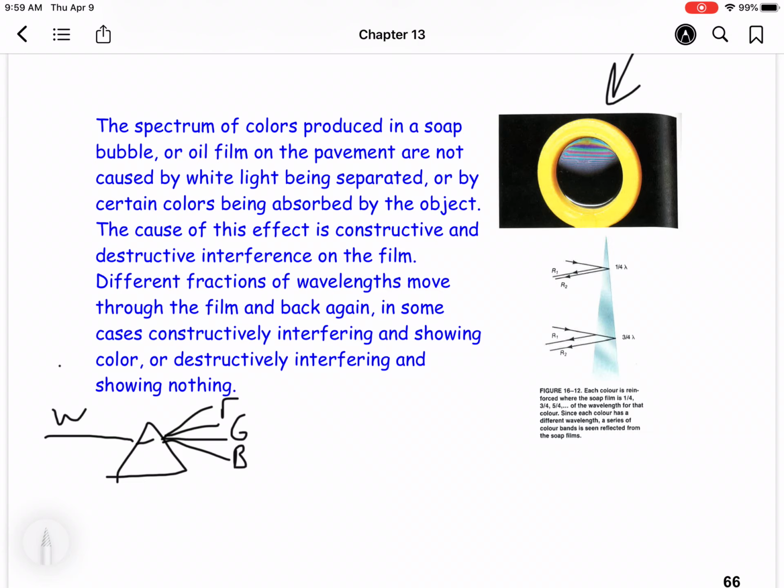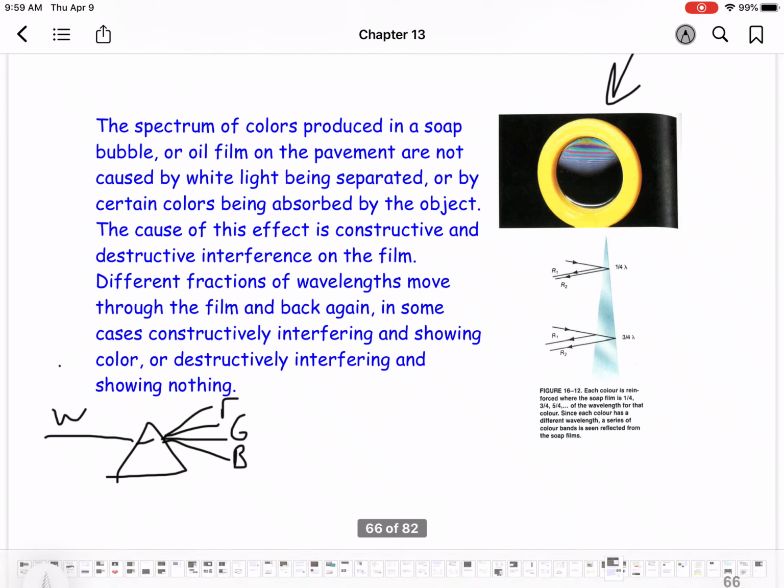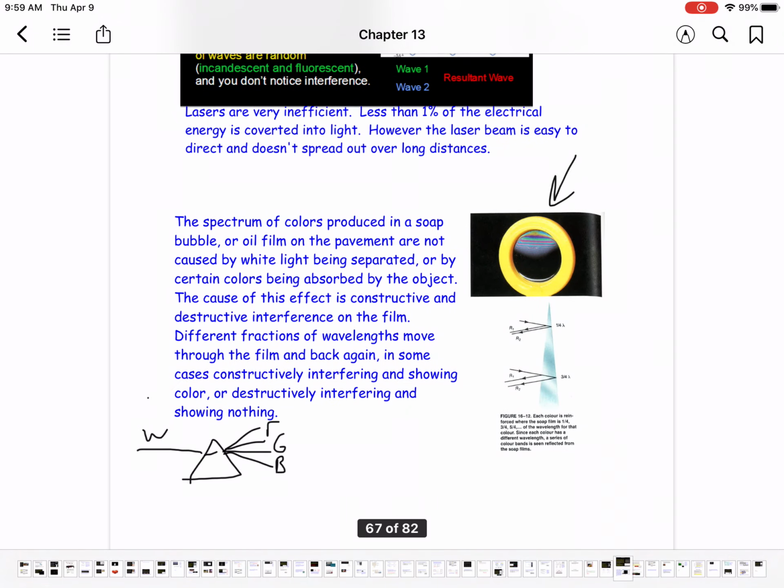Where you see blue is where two blues are in phase, lined up together. Where you see red is where two reds are in phase and lined up together, and everything else is canceling out through destructive interference. So what you see is where the constructive interference is happening. And this is when you're blowing bubbles; you see this kind of color scheme.